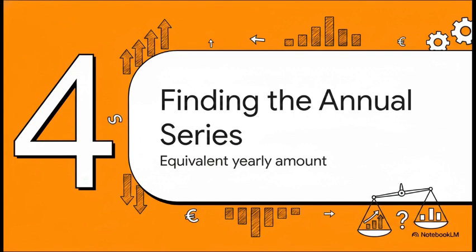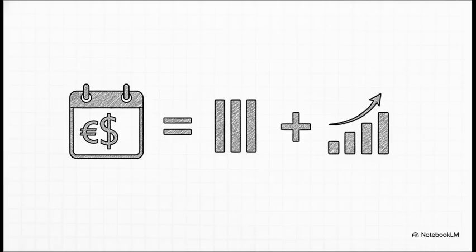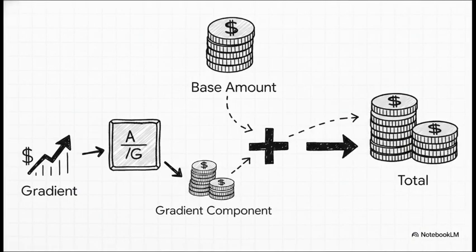In other words, what's the single, constant, boring payment we could make every year that would be equal to this whole complicated, changing cash flow? Well, the good news is the logic is exactly the same. The total annual series, A sub t, is just the base amount, which, hey, is already an annual amount, A, plus the annual equivalent of that gradient part, which we call A sub G. So let's do the math.